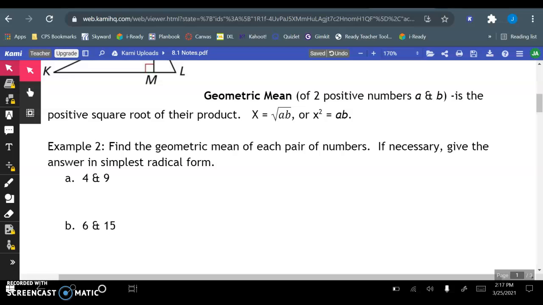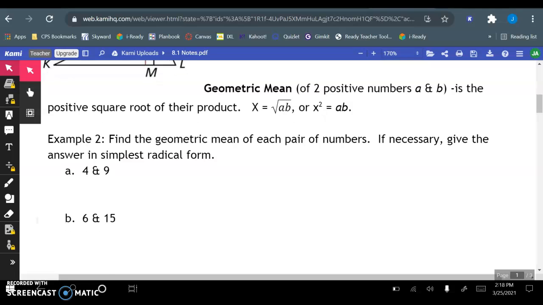Next is a vocab word. It's the geometric mean of two positive numbers that are A and B. We take the positive square root of their product. Remember, there's always two square roots of a number, positive and negative. In this one, we're going to focus on just the positive version. So this says that the geometric mean is A times B, and then we take the square root of that.